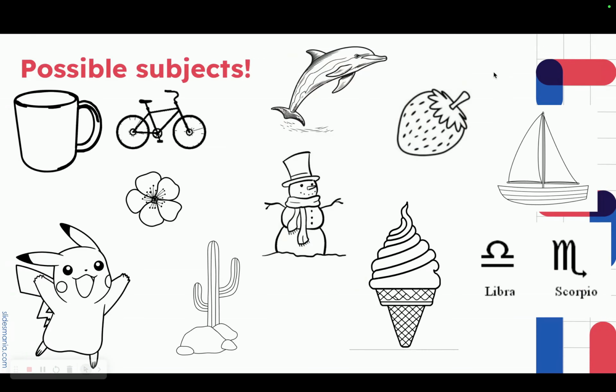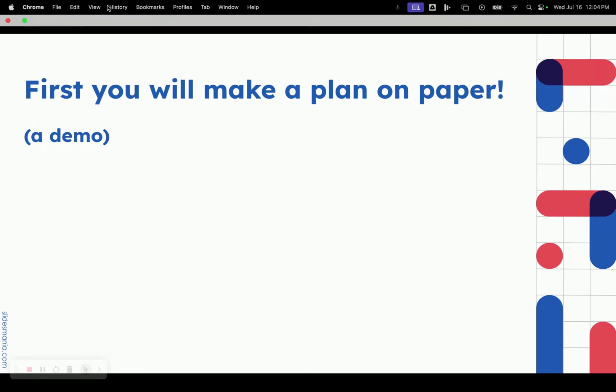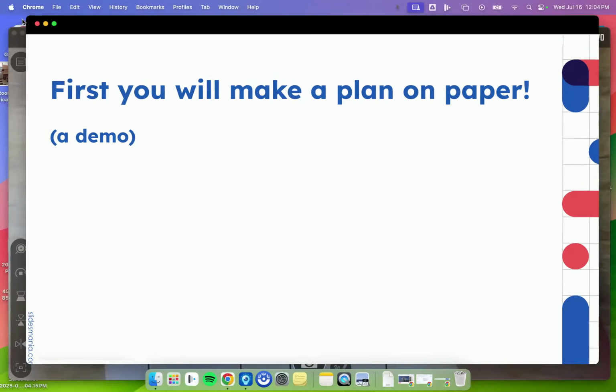So there's multiple subjects you can use. You could focus on food or a holiday or plants or a popular character, or you could choose a much more simple shape. You could even focus on a symbol such as a zodiac sign. So first you're going to actually make a plan on paper. So this is a little demo on how to do that.